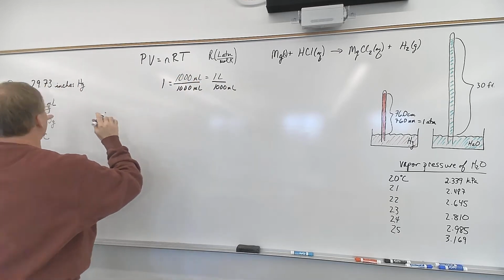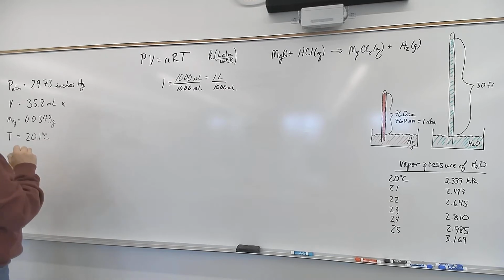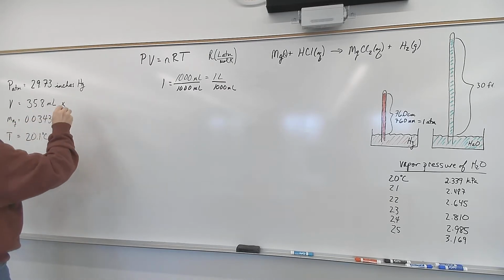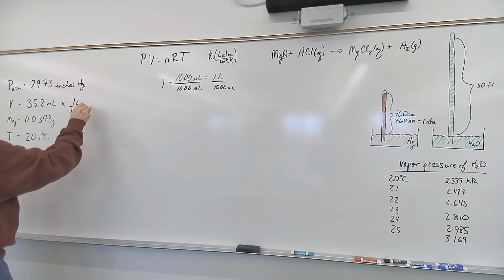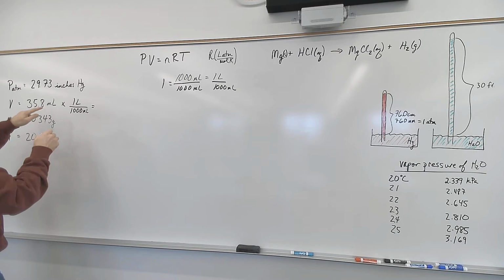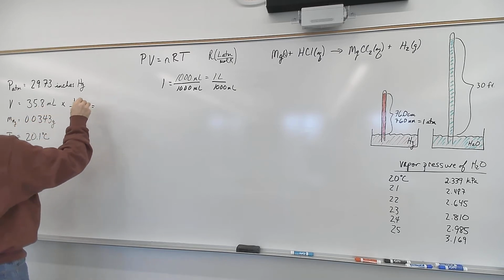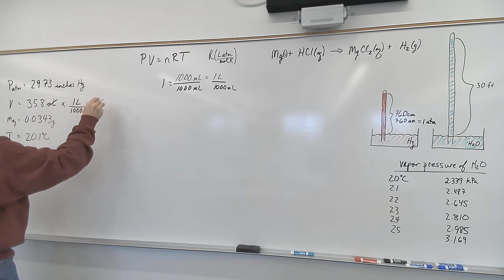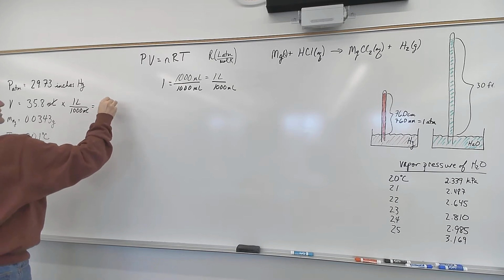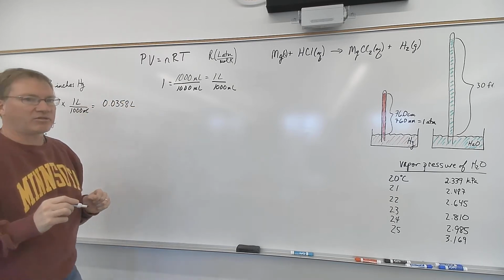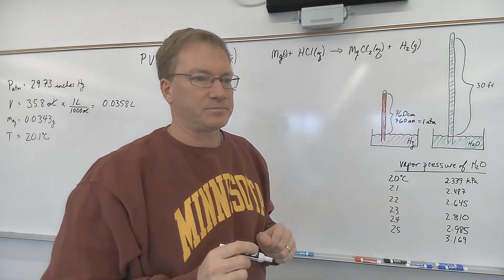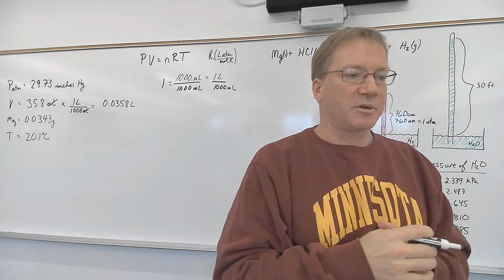And so what I'm going to do is multiply this by that value of 1, where I'm just going to convert the units. So 1 liter divided by 1,000 mL, so 35.8 divided by 1,000, the milliliters will cancel out, and I'm left with 0.0358 liters of the hydrogen gas that was collected. All right, so again, that was the simple one.